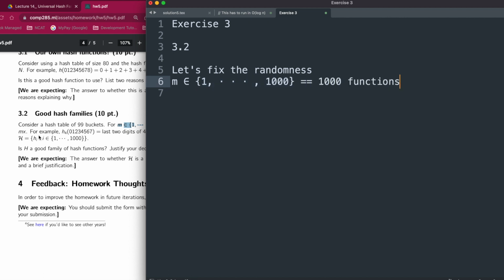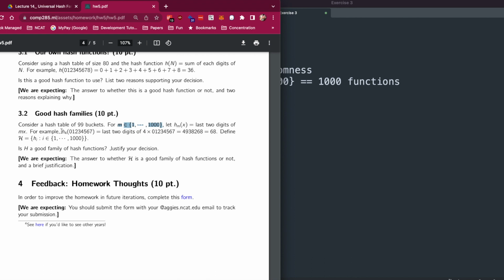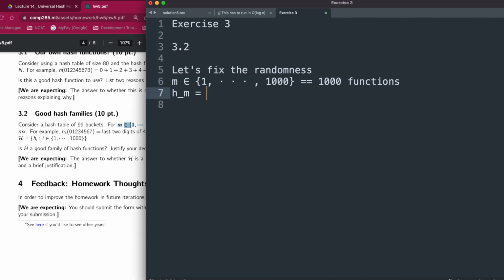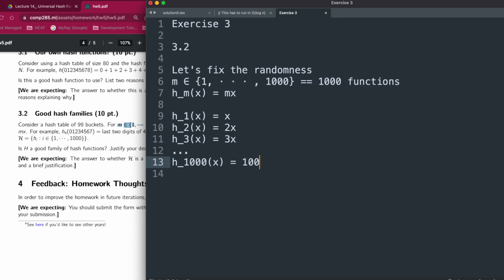And they are going to be given by h_m(x) is equal to m times x. So my hash function, whatever the input is, there's going to be h_1(x) is equal to x. h_2(x) is equal to 2x. h_3(x) is equal to 3x. And so on. We have 1,000 of these. h_1000(x) is equal to 1000x, right? So we have 1,000 of these. Okay, so now we have a hash family.